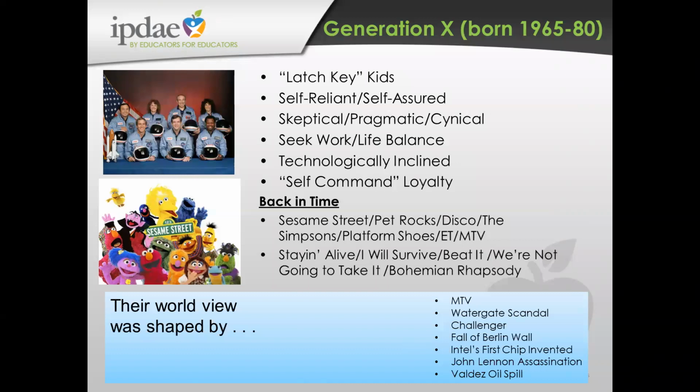And if you take a look back in time, you were the generation of Sesame Street and the Pet Rocks and the disco and the Simpsons and the platform shoes and E.T. and MTV. Music, very different. Staying Alive, I Will Survive, Beat It, We're Not Going to Take It, and Bohemian Rhapsody. As you can see, technology really started entering in Generation X, and you were very much shaped by MTV, the Watergate scandal, Challenger. You knew where you were when Challenger happened. The fall of the Berlin Wall, in fact, the first chip was invented. And here again, you had things like John Lennon's assassination and the Valdez oil spill, all part of what guided you as you grew up.